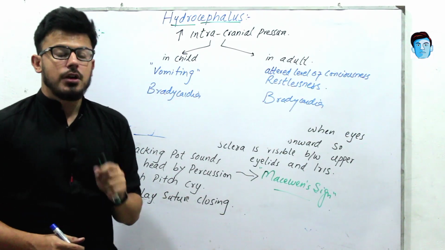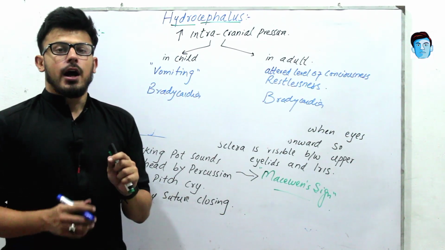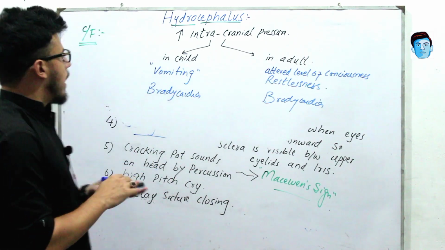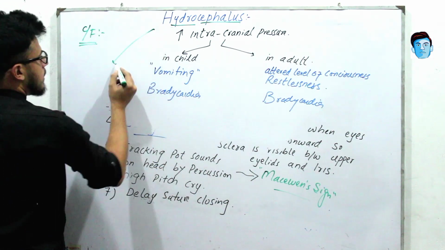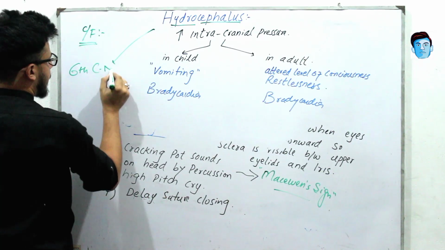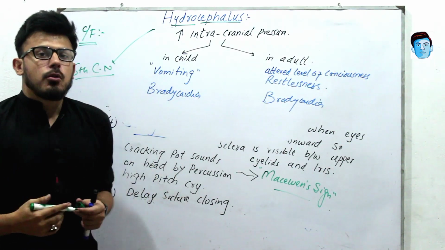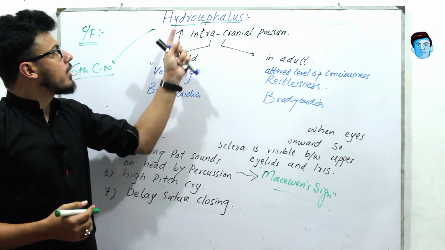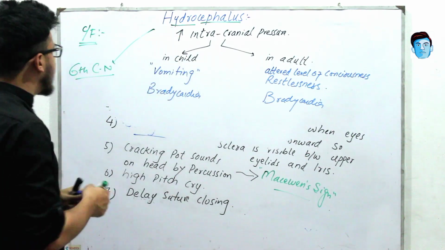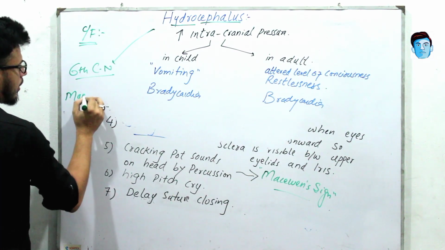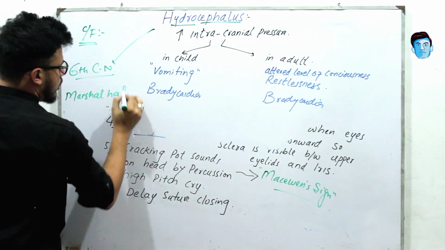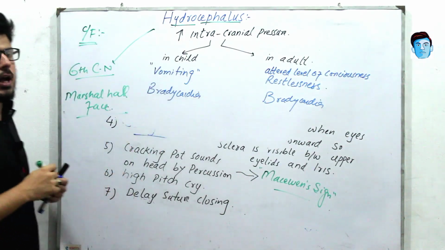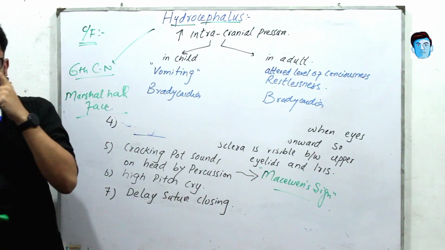Now there is another very important question: which cranial nerve is affected in hydrocephalus? Always remember that in hydrocephalus, the sixth cranial nerve is affected. Another important question: what is the phase of a patient suffering from hydrocephalus? That is called the Marshall Hall phase. So the phase of a patient in hydrocephalus is termed the Marshall Hall phase.